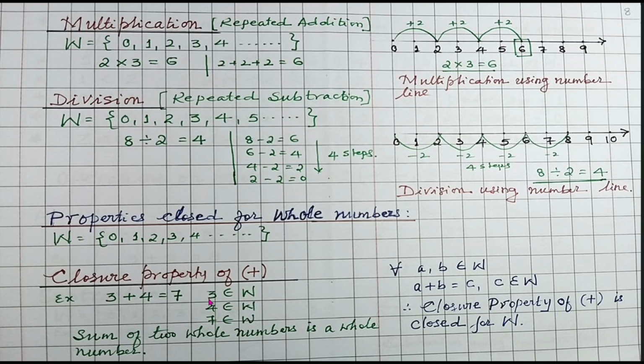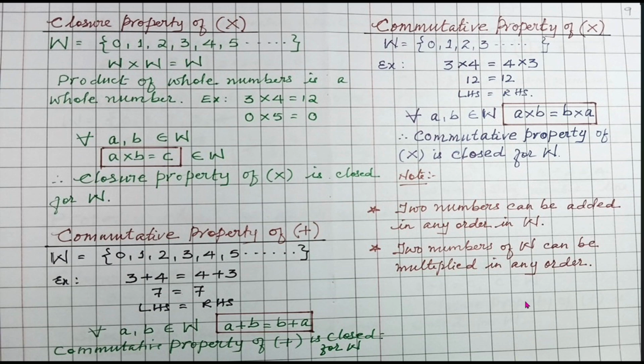7 is again a whole number. So 3 belongs to W, 4 belongs to W, 7 belongs to W. Therefore the sum of two whole numbers is again a whole number, the closure property of addition is closed, and it is true for any numbers A and B belonging to W. C also belongs to W. Therefore, closure property of addition is closed for a set of whole numbers.